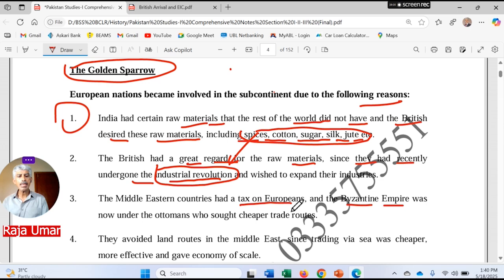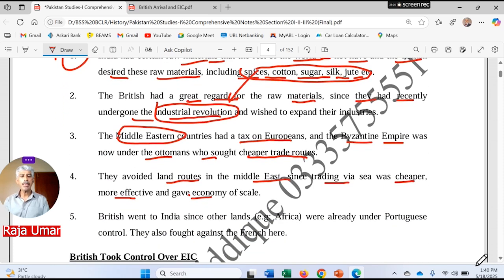The Middle Eastern countries had a tax on Europeans, and the Byzantine Empire was now under the Ottomans, who sought cheaper trade routes. So it means that the Middle East was out of the reach of the British or the Europeans. They got themselves away from the Middle Eastern countries, I mean the Arab countries, and they did not trade over there. They avoided land routes in the Middle East since trading via sea was cheaper, more effective, and gave economy of scale. It is said that the sea routes are cheaper than the roads and the railways.